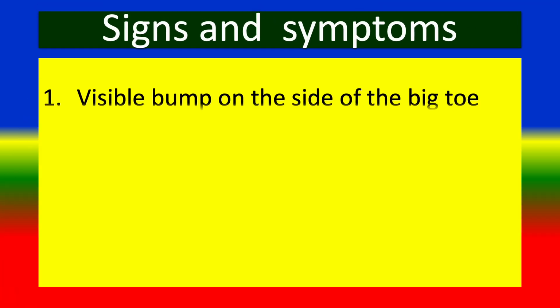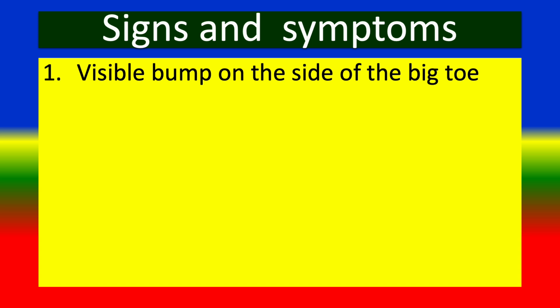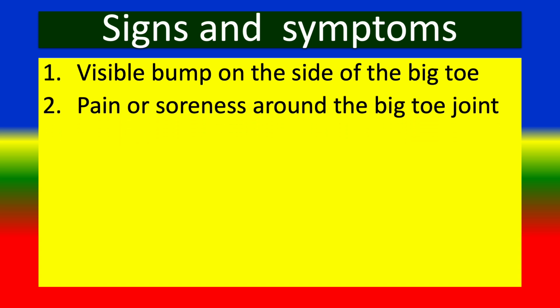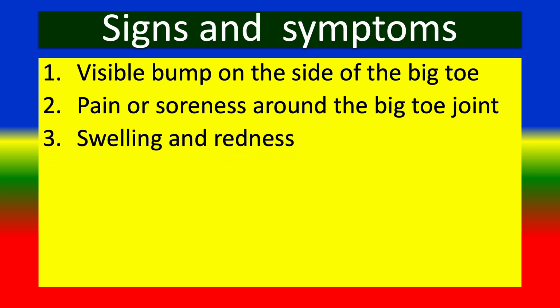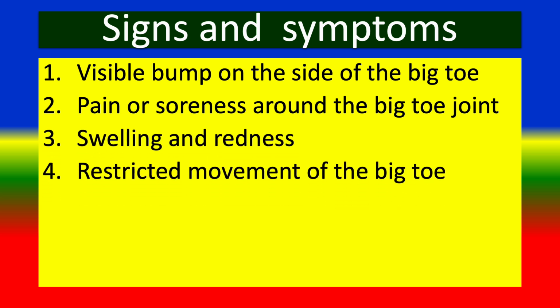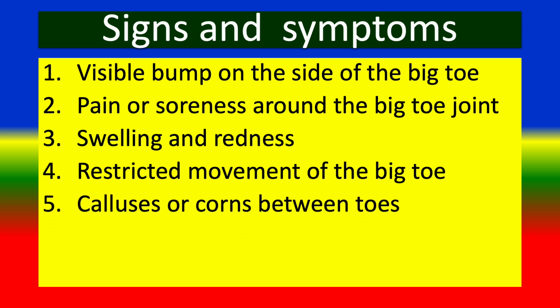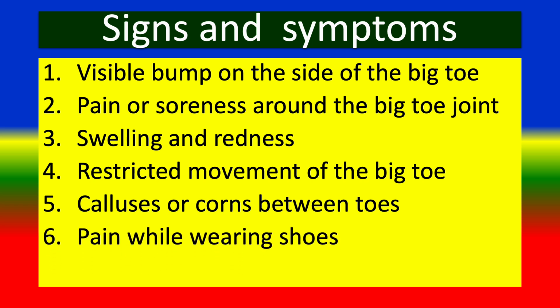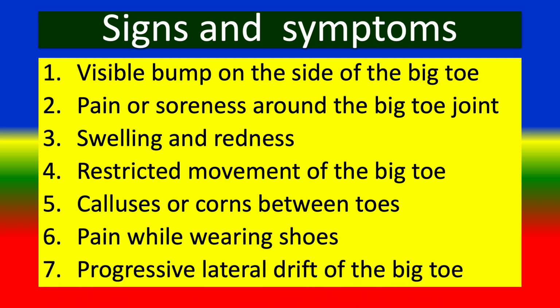Signs and symptoms. 1. Visible bump on the side of the big toe. 2. Pain around the big toe joint. 3. Swelling and redness. 4. Restricted movement of the big toe. 5. Calluses or corns between toes. 6. Pain while wearing shoes. 7. Progressive lateral drift of the big toe.